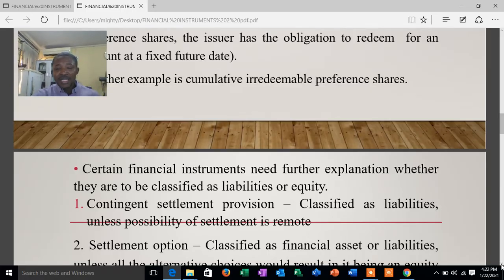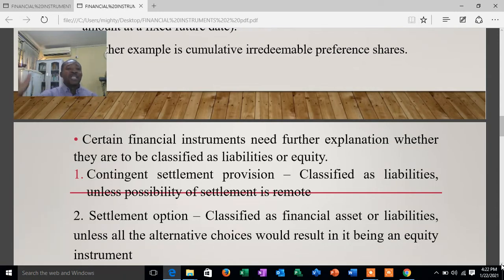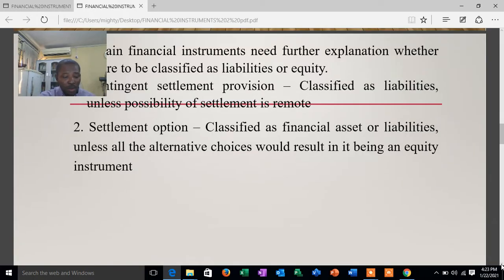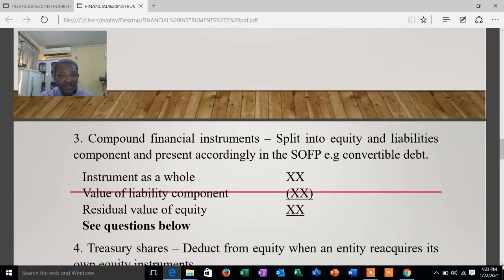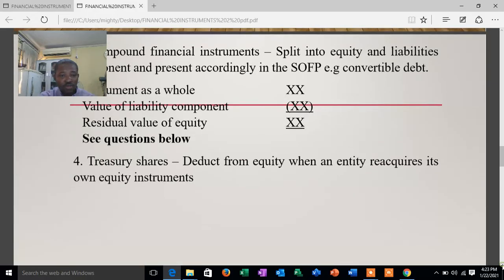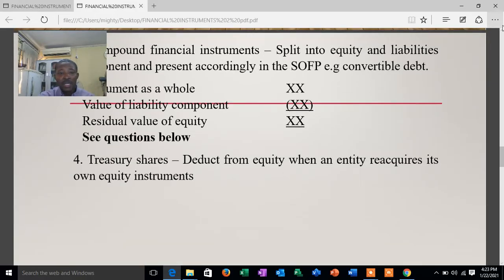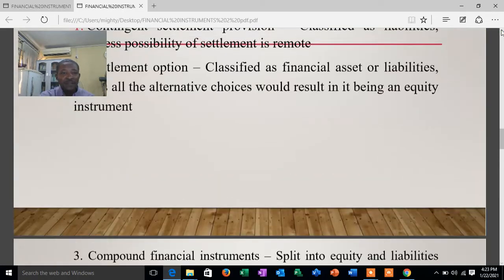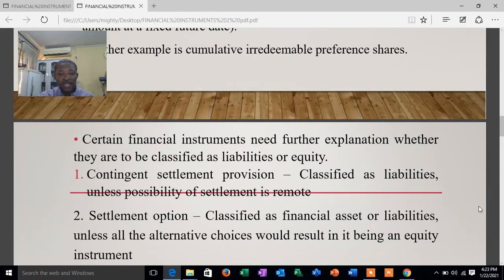Certain financial instruments that you cannot just say this one is obeying the rule, it's a financial liability, or it's equity. There are certain things we need to explain about them, and I think I have about 4 of them here. Number one is contingent settlement provision. Then you have the settlement option. You have compound financial instruments, and then you have treasury shares.